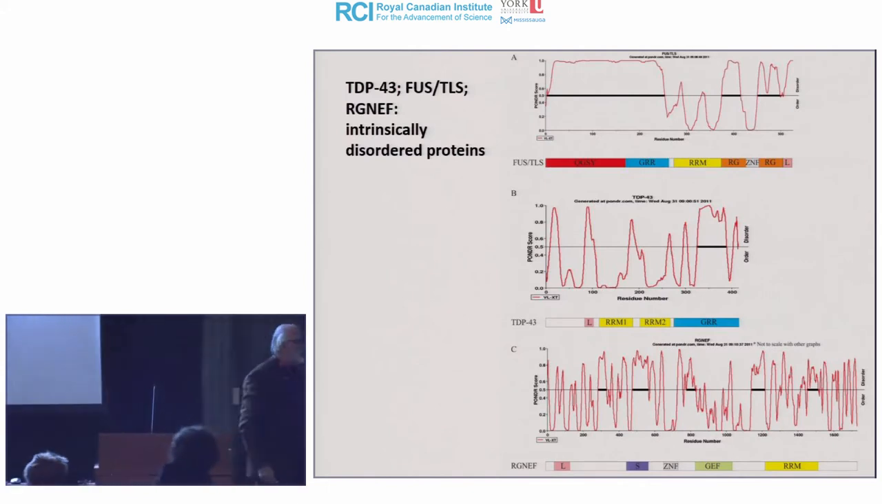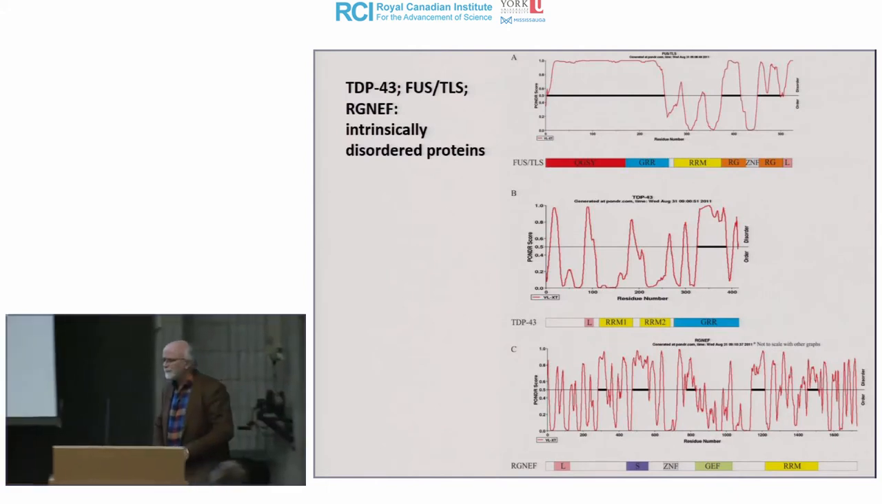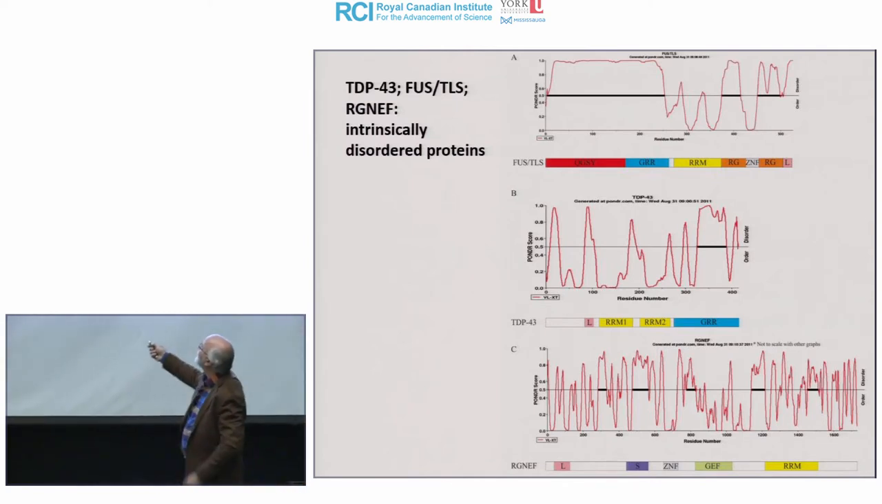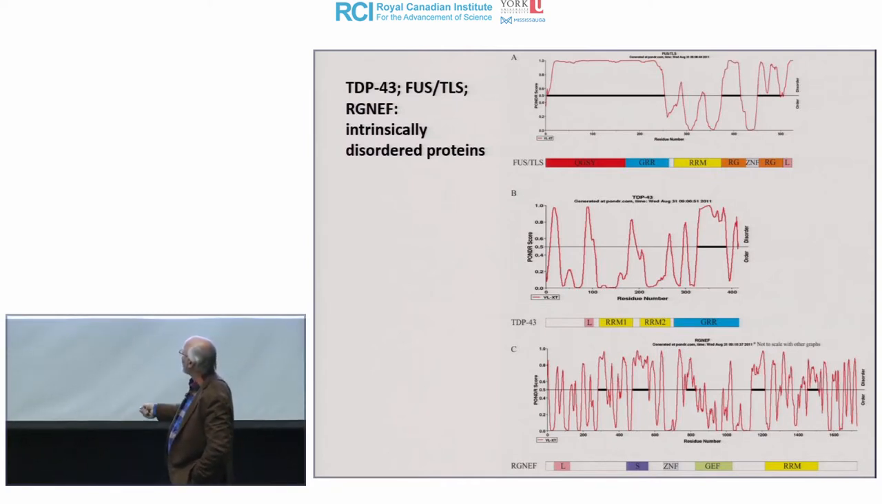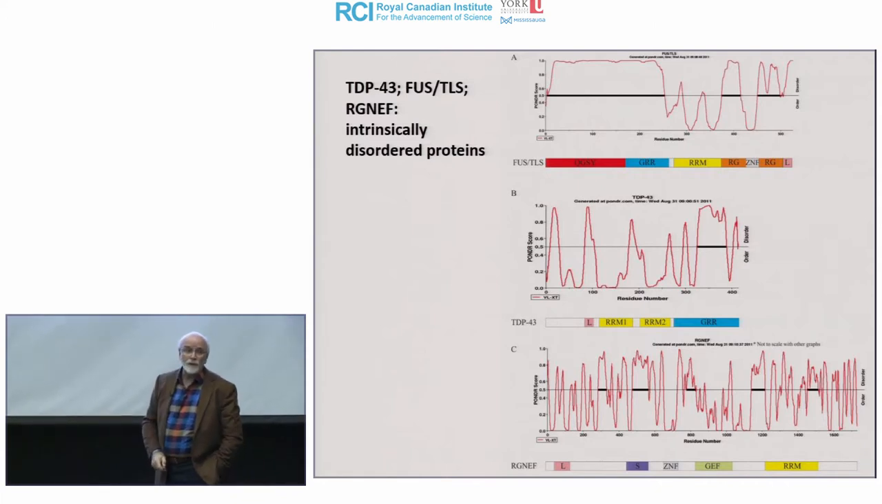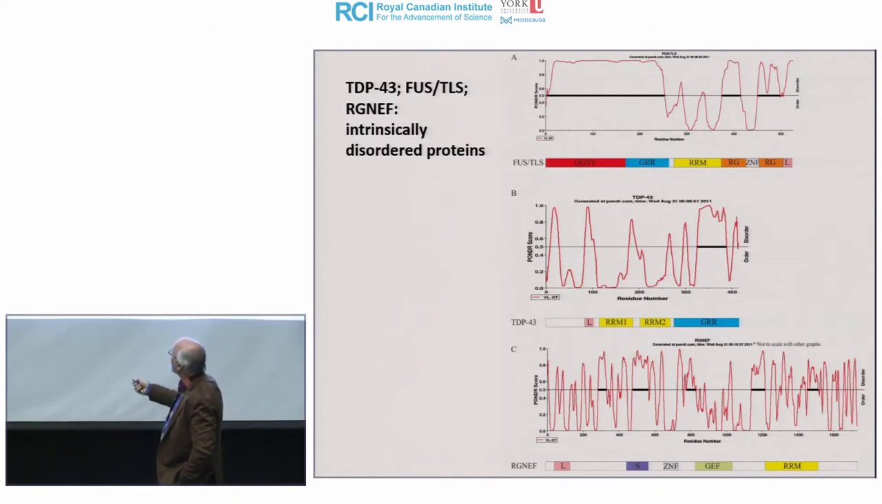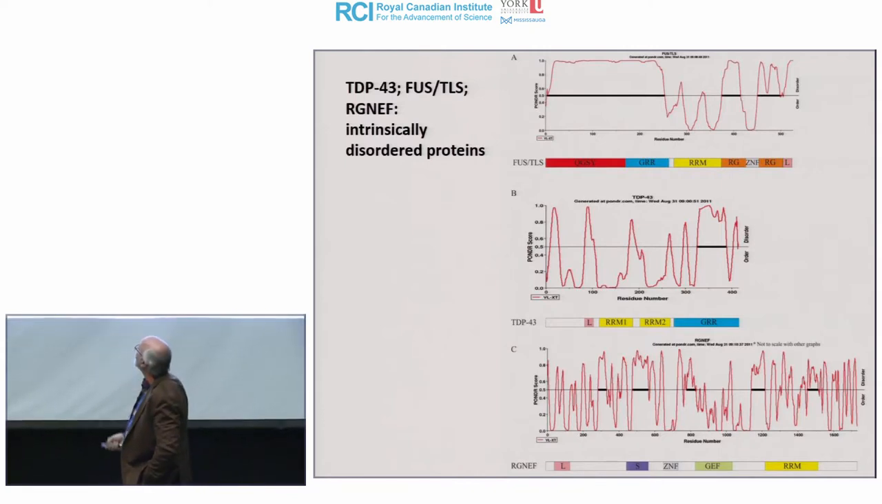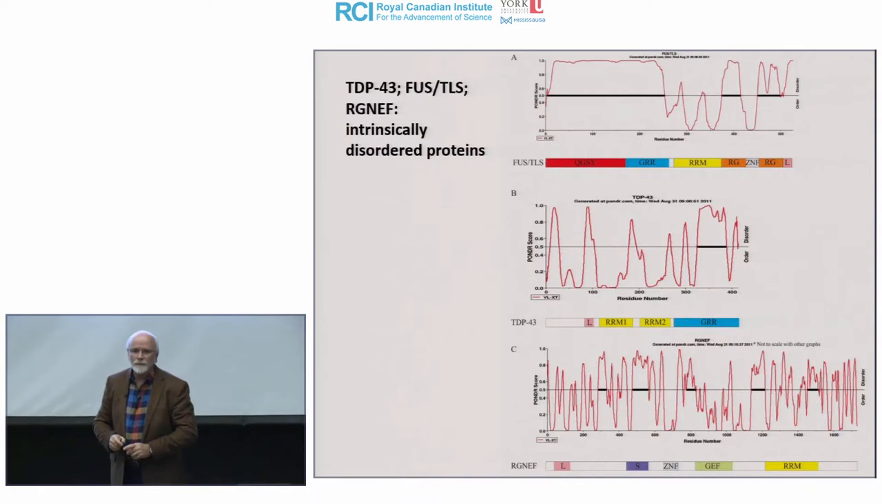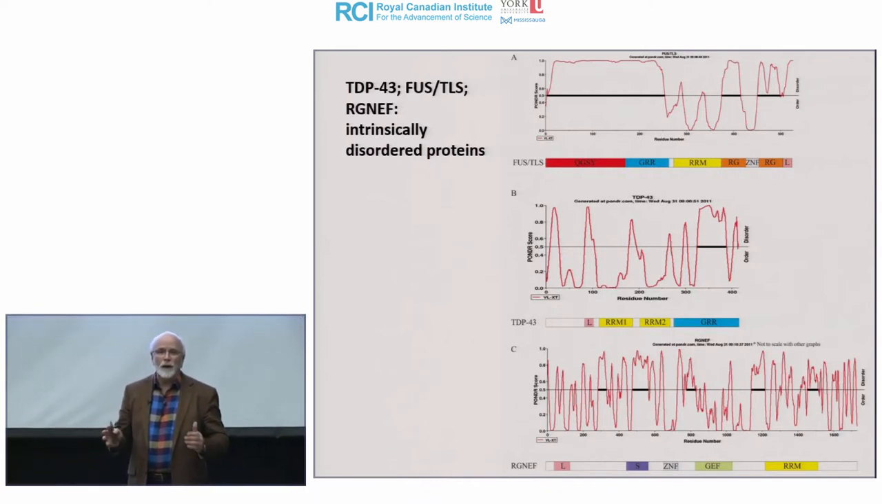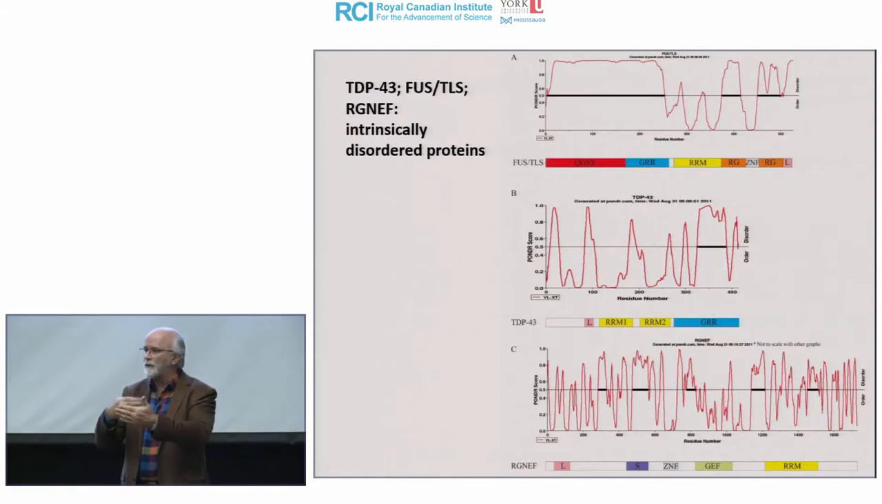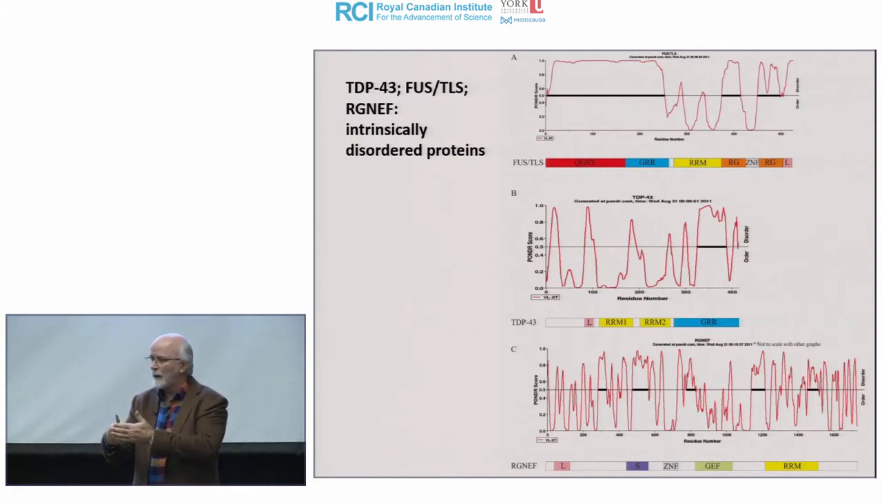Well, it's called intrinsically disordered domains. So an intrinsically disordered domain, here's FUS, here's TDP43, and here's RGNEF, okay? The three that we've been talking about. This is the one we discovered, this is the one that was discovered in the late 1990s, and this one was shortly after, right? And every time you get a value greater than 0.5 here on this graph, so this is just the length of the protein, you can see it sort of demonstrated here. And every time you see it go up above that, that's what we call intrinsically disordered. Glue. An intrinsically disordered domain binds to itself, binds to others, okay?